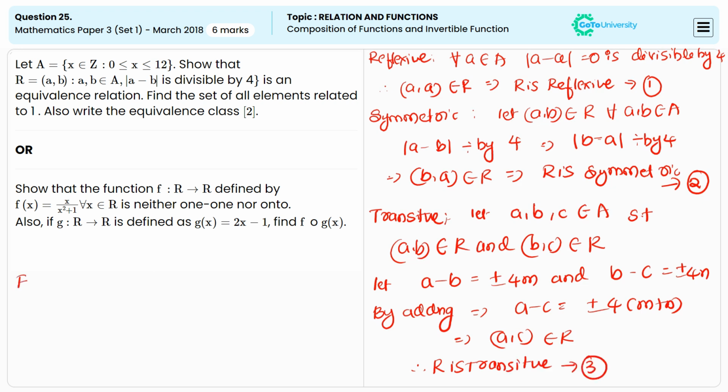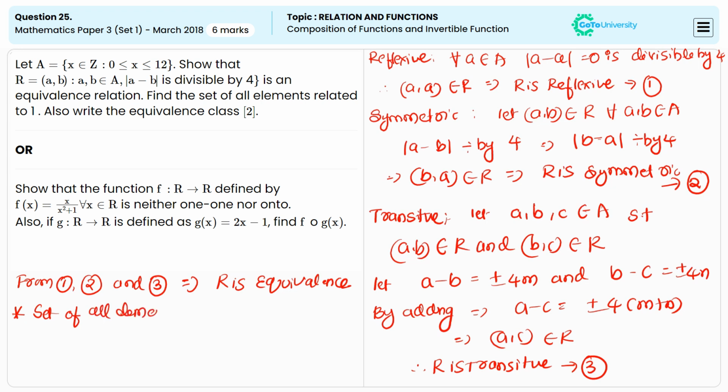Now, from statement 1, 2 and statement 3, it is very clear that the relation R is an equivalence relation. Now coming to the next point, the set of all numbers which are related to 1: the set of all elements related to 1 is 1, 5 and 9.